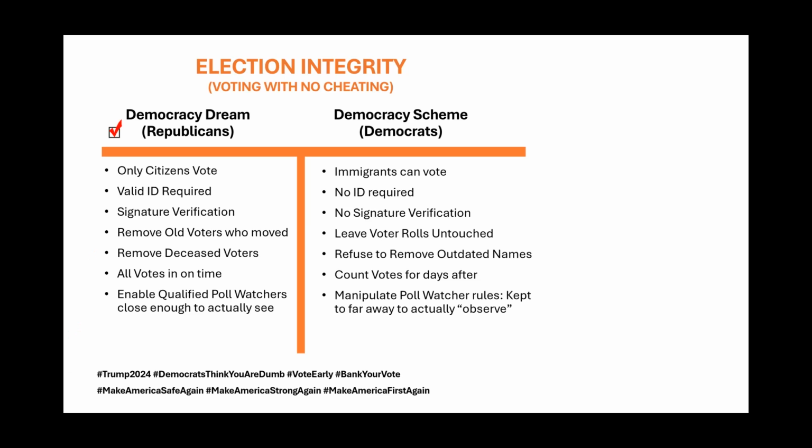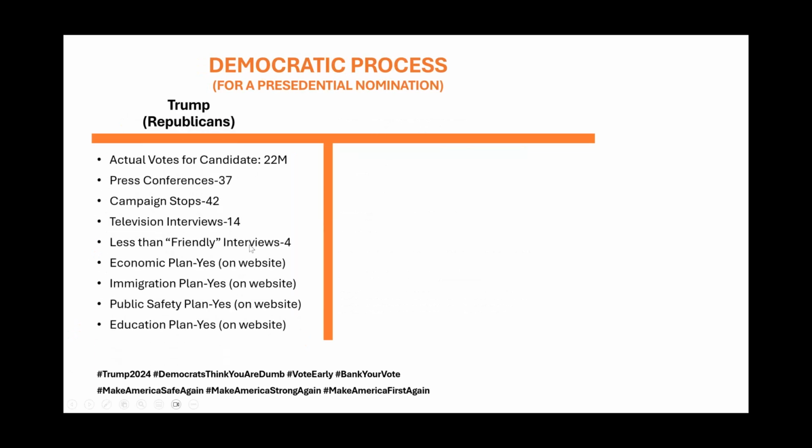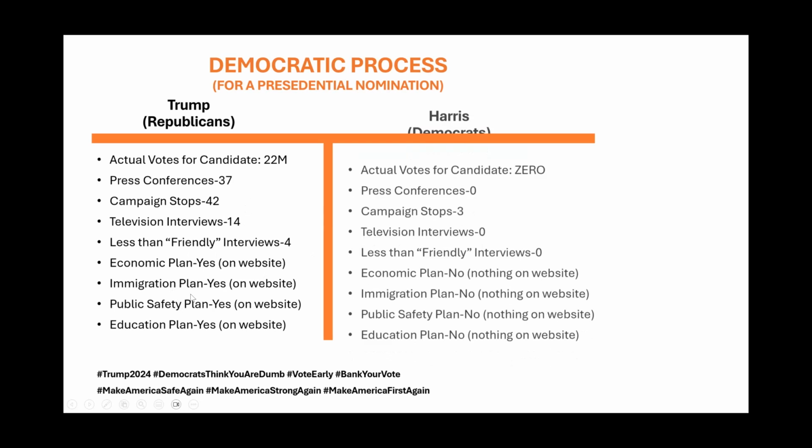And it's that kind of movement that we really think messes up the process. And what is the process now? In the presidential nomination, Trump and the Republicans have adhered to the Democratic process. 22 million votes for Trump, 37 press conferences to date, 42 campaign stops, 14 interviews, 4 less than friendly interviews, and an economic, immigration, and public safety plan that's all on the website and visible.